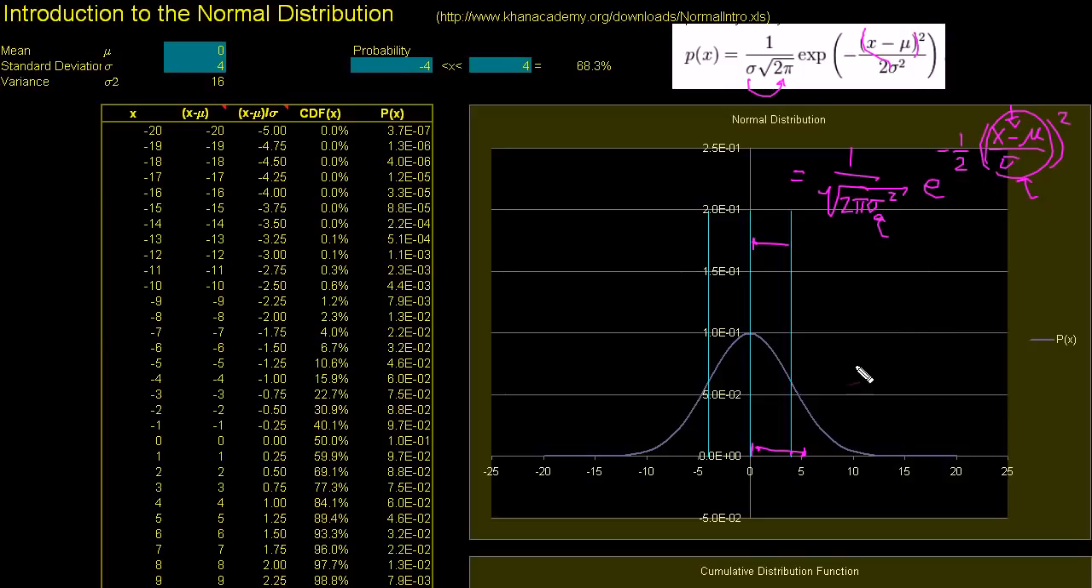Well, let me rewrite that. If I were to write e to the minus 1/2 times a, that's the same thing as e to the a to the minus 1/2 power, right? If you take something to an exponent and then take that to an exponent, you can just multiply these exponents. So likewise, this is equal to 1 over the square root of 2 pi sigma squared, which is just the variance.